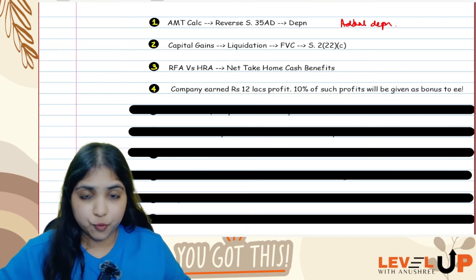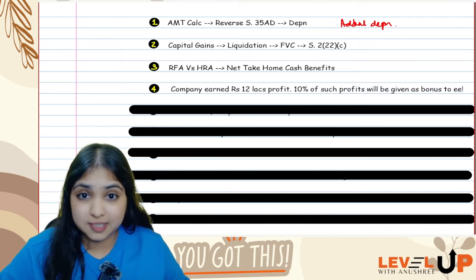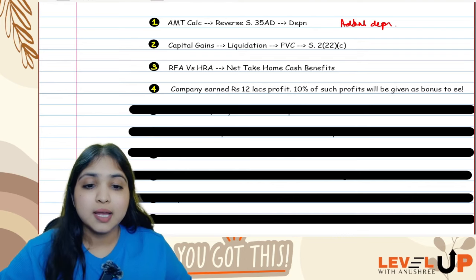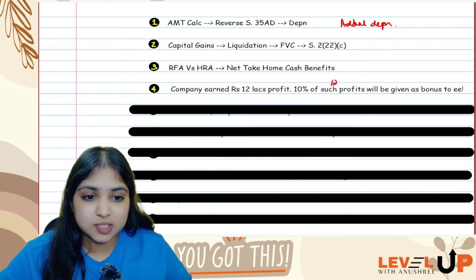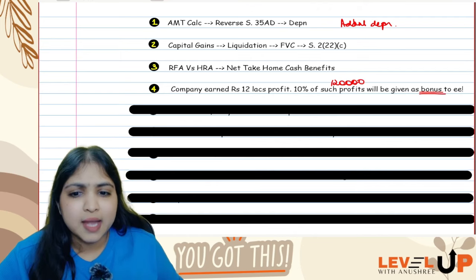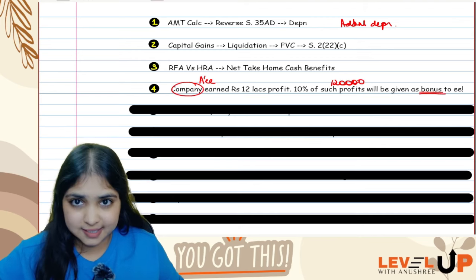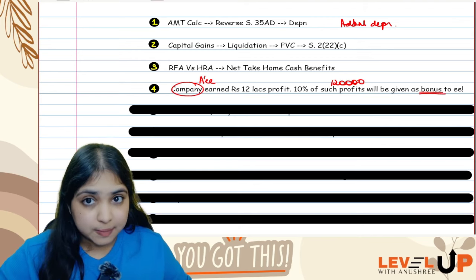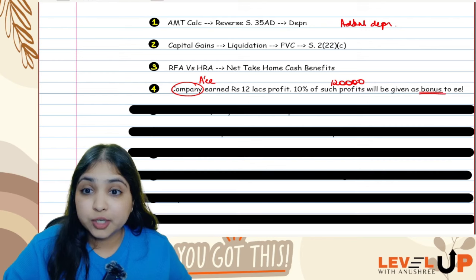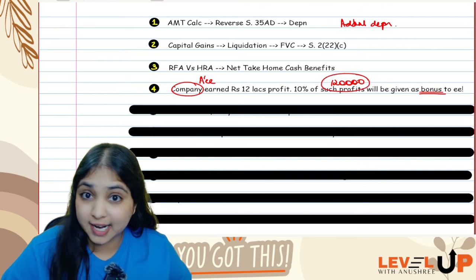Question number 4. If I say that the company has earned 12 lakhs profit from business, alright, and 10% of such profits, that is 1,20,000, will be given as bonus to the employee. And let's say the company is the assessee. So, company is the assessee. For the company, you're doing PGBP calculation. In that PGBP computation, one of the expenses for the company is bonus to employee 1,20,000.